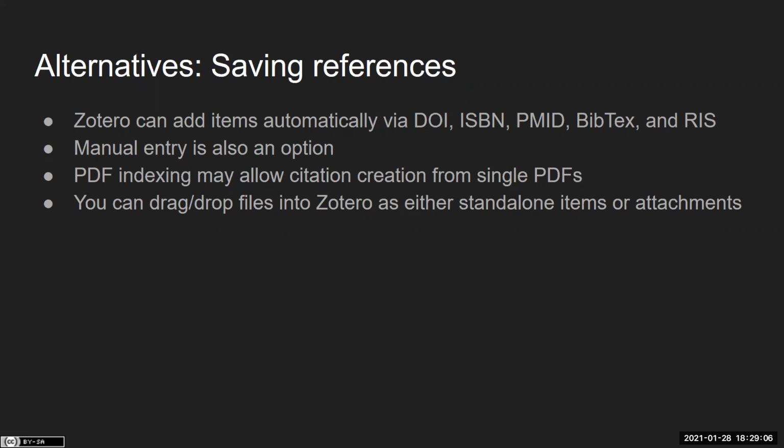If your PDF has been OCR'd, or optical character recognized, and there's a way that Zotero can read that file, it will also try to find the bibliographic information as you drag it in. And that process has gotten a lot better in just the past couple of years that I've been doing this.